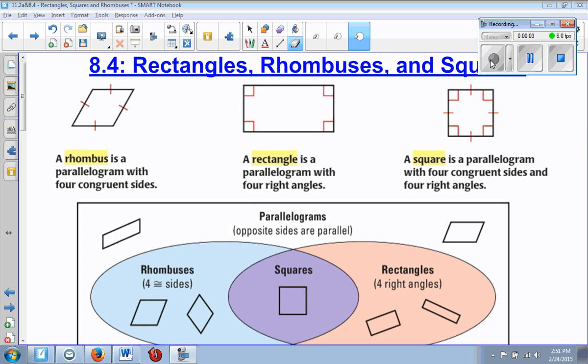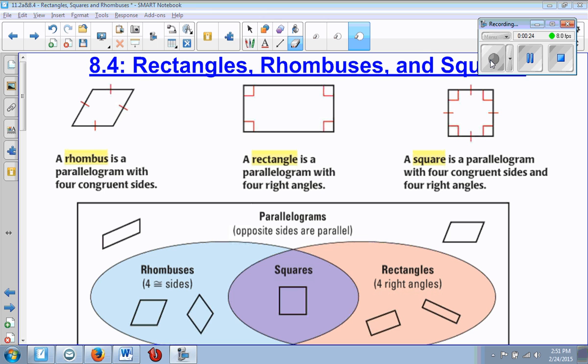In this new lesson, we are going to add on three new quadrilaterals. These are all probably named quadrilaterals that you've had experience with previously, but what we're going to do is add some specific things about each one of them. So we're going to talk specifically about a rhombus, a rectangle, and a square.